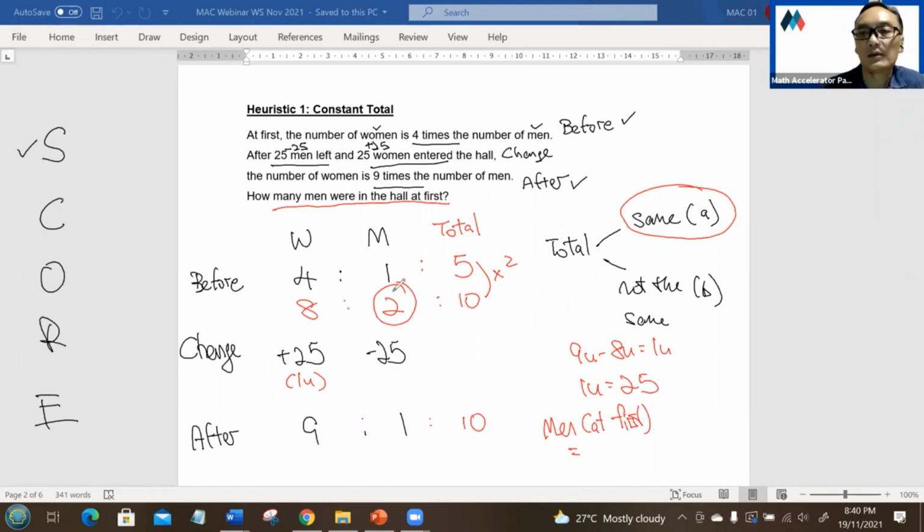Okay, great. So now we have 2 units of men. Let's write down 2 units. Since 1 unit is 25, therefore it's 2 times 25, and we get 50. So how many of you have 50 as well? Please type yes.